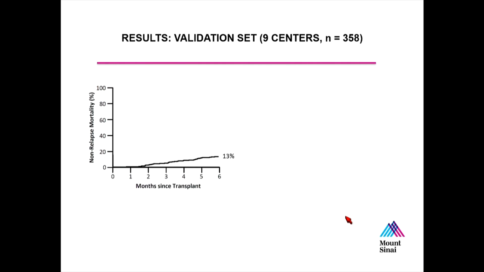The validation set was those were all patients combined from the University of Michigan and Regensburg. The validation set is now from 9 centers in those 3 continents. It's an N of 358. There's an overall non-relapse mortality of 13%. We now have a 16% difference between high risk and low risk, and now it's about 20% of the patients who are identified as high risk.